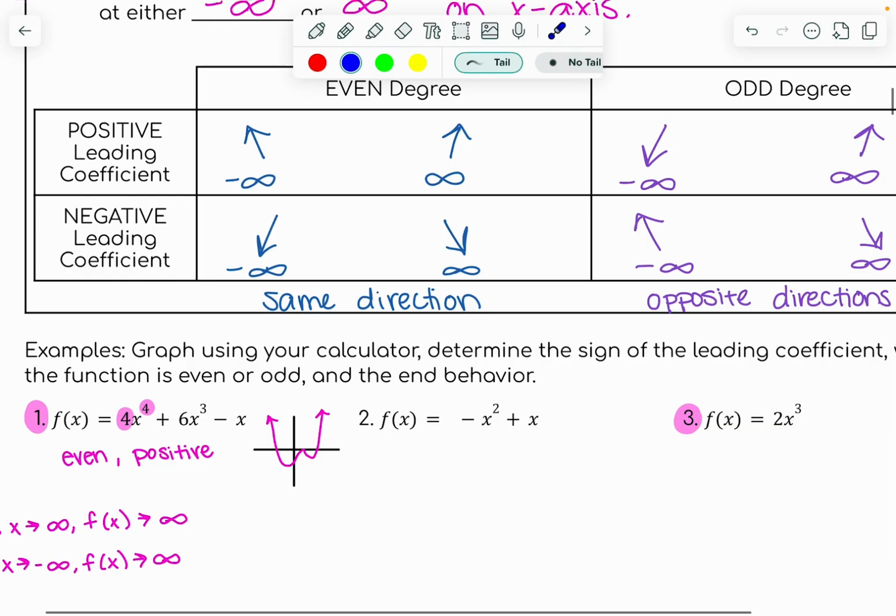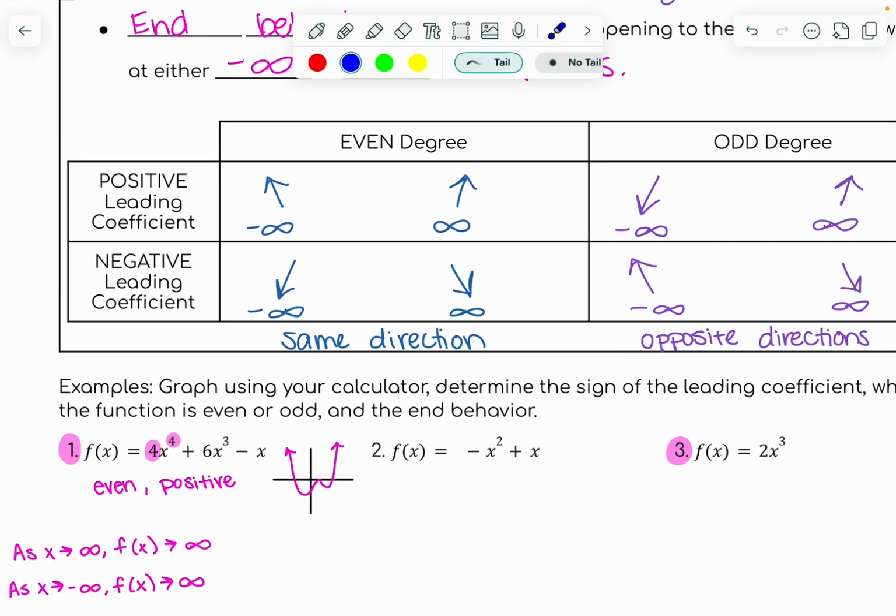So what you should have noticed is that here I have an even positive, and this is what my ends did. Right? At negative infinity, it went towards positive infinity. At positive infinity, it went towards positive infinity.